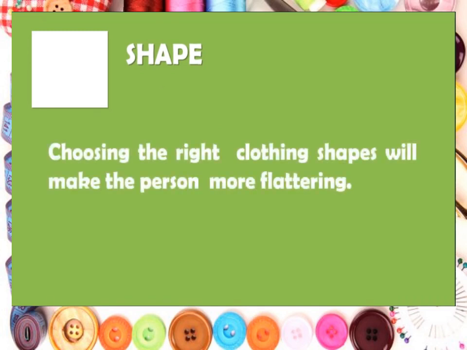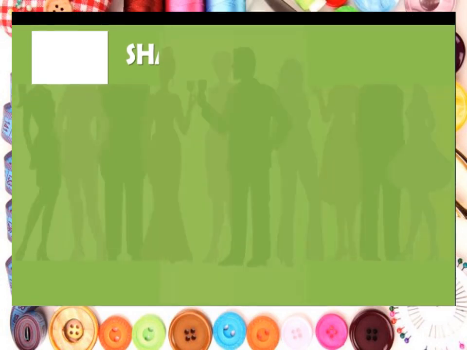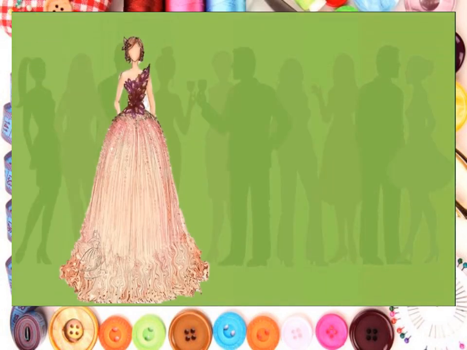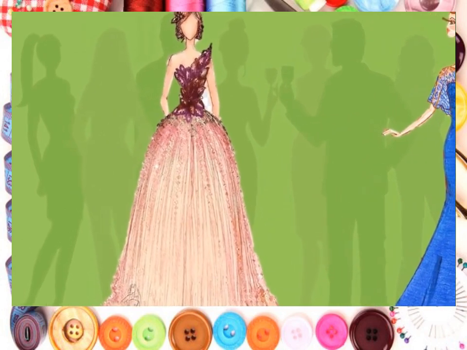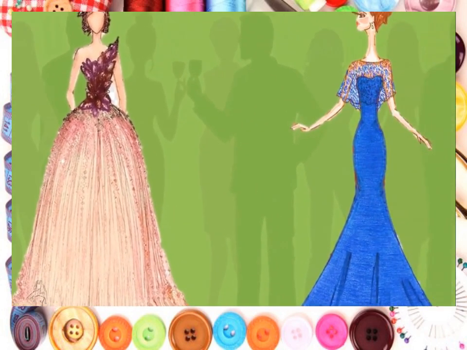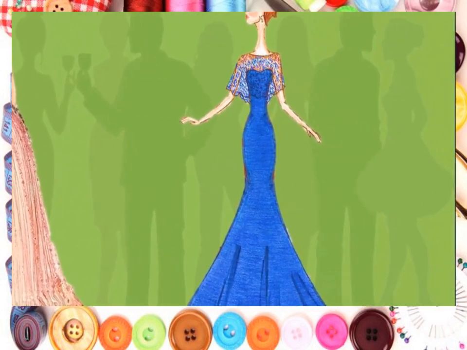The next element of design is shape. Shapes help clothes reveal or disguise a natural body contour or shape. Choosing the right clothing shapes will make the person look more flattering. Wide, full-shaped clothes will make you look larger, while trim, compact dress will make you look smaller. Straight, tubular shapes will make the wearer look taller, while fitted clothes will reveal the natural body contours.